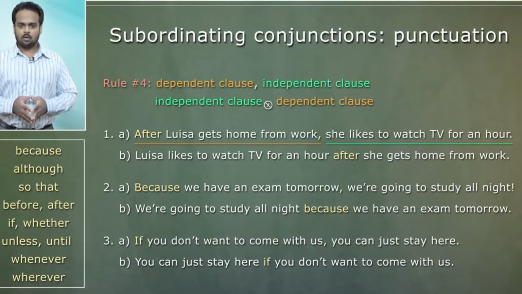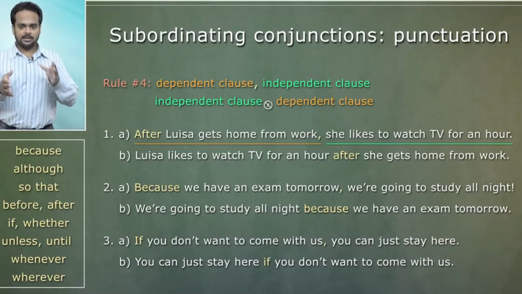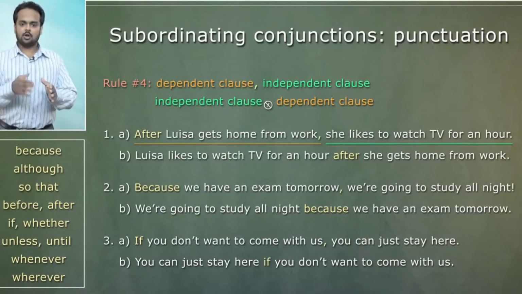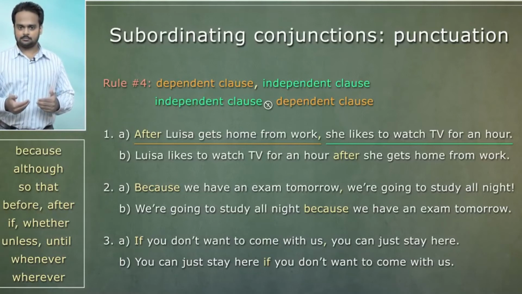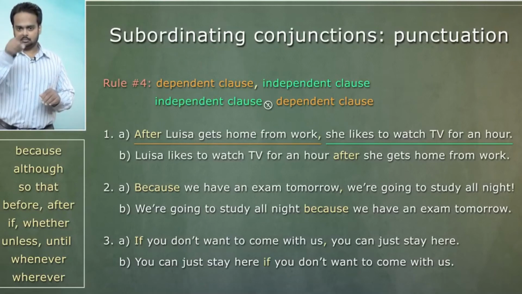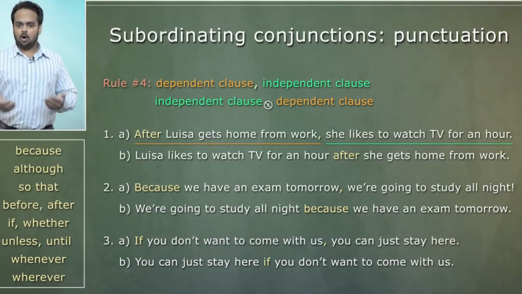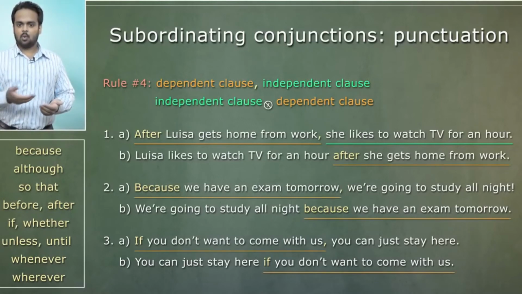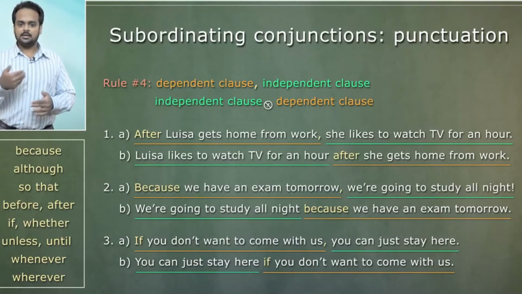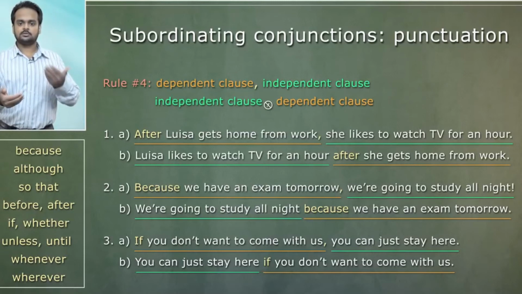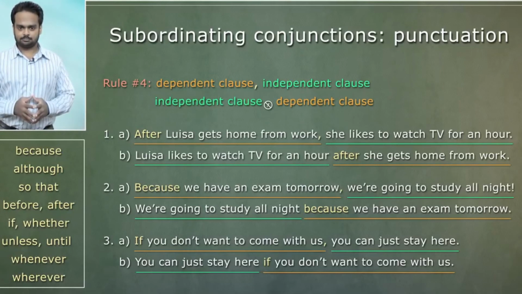Okay, here's the rule. When you connect a dependent clause and an independent clause, if you put the dependent clause first, you put a comma after it. If the independent clause goes first, no comma. That symbol means no comma. So in all of these, in sentences A, what comes first is a dependent or subordinate clause, meaning it's not a full sentence. So we put a comma after it. In sentences B, the first clause is independent. The dependent clause comes second, so no comma. This is an important rule, so don't forget it.